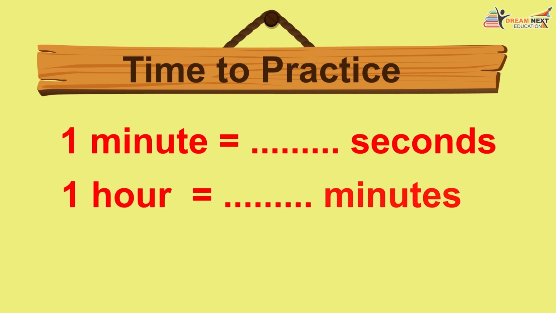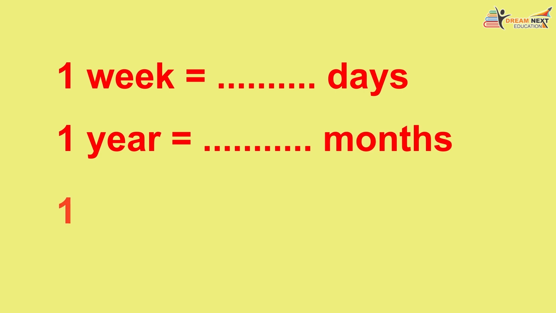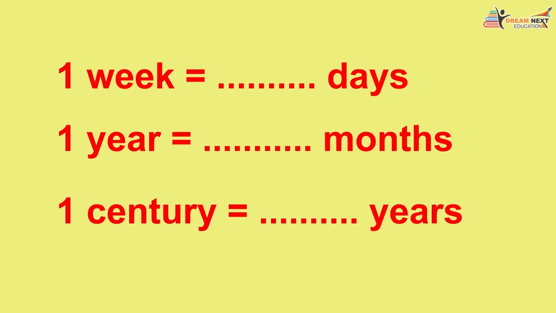Time to practice: 1 minute is equal to dash seconds. 1 hour is equal to dash minutes. 1 day is equal to dash hours. 1 week is equal to dash days. 1 year is equal to dash months. 1 century is equal to dash years.